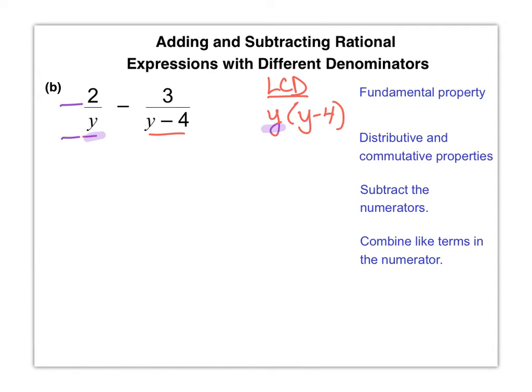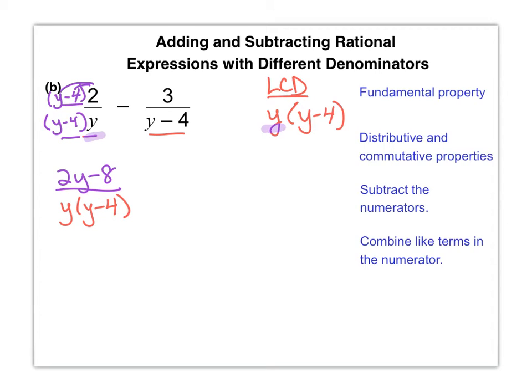So we're going to multiply the first fraction by y minus 4. If we multiply the denominator by y minus 4, we need to multiply the numerator as well by y minus 4. When we distribute the 2 over the y minus 4, we get 2y minus 8 in the numerator over y times y minus 4. We do want to keep the denominator in factored form.